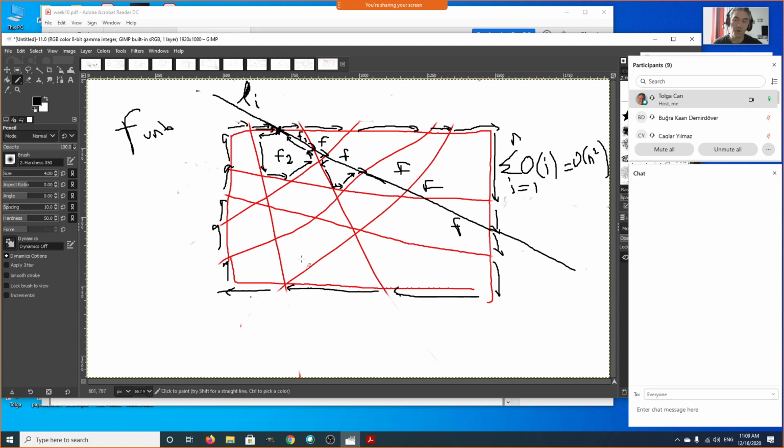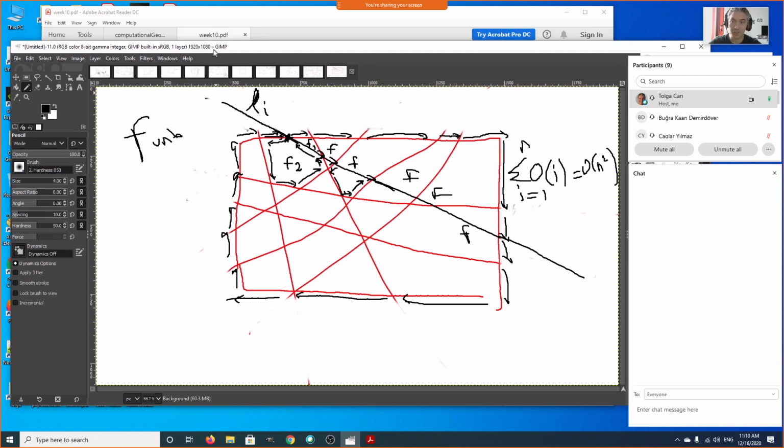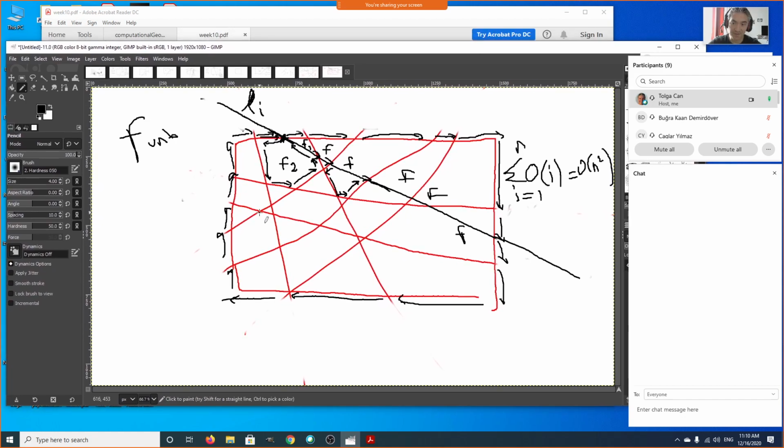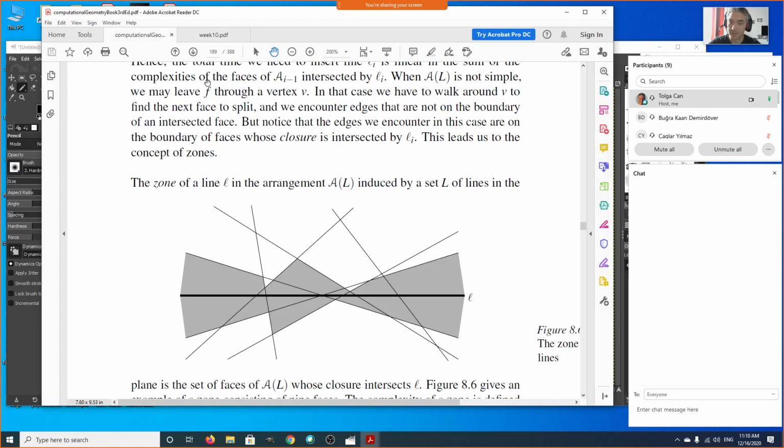After we have the zone, we are going to then compute the level. We are going to do it for all of the lines. And after we have the doubly connected edge list, the arrangement, the next and final step is to compute the level of each vertex in this doubly connected edge list. So what's the level? Let's go to that part next.